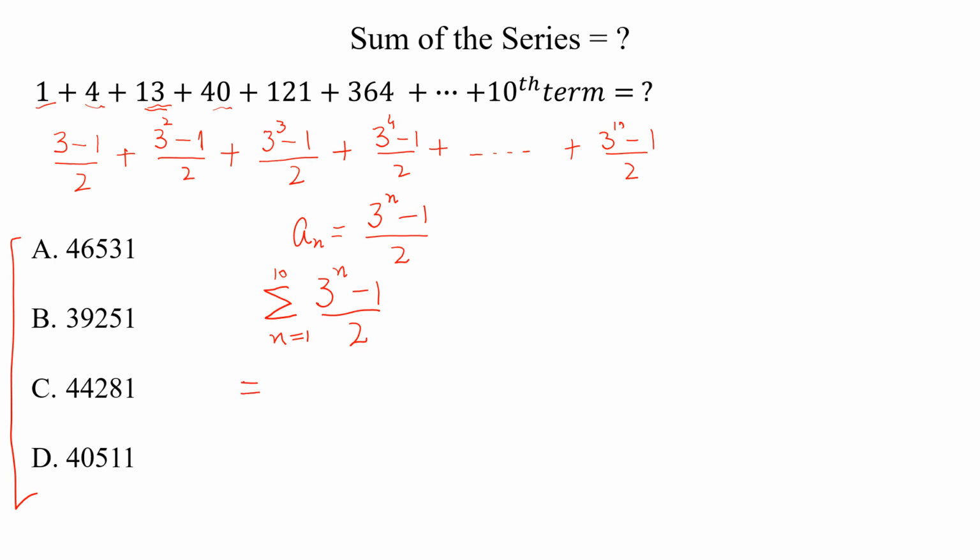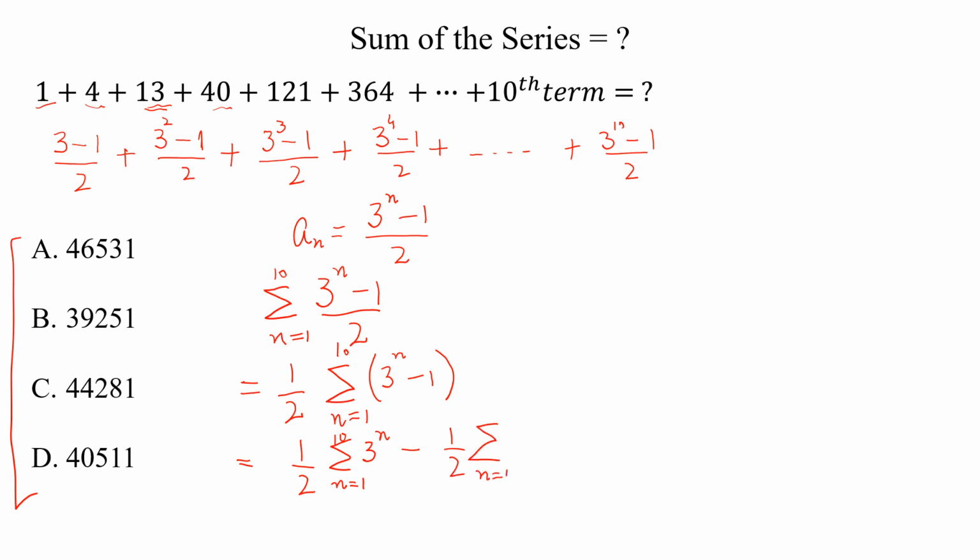And we can write this as 1 over 2 summation, n starts from 1 up to 10, of (3 to the power n minus 1). Now we can write half summation, n starts from 1 up to 10, of 3 to the power n, minus 1 by 2, and summation n starts from 1 up to 10 of 1.